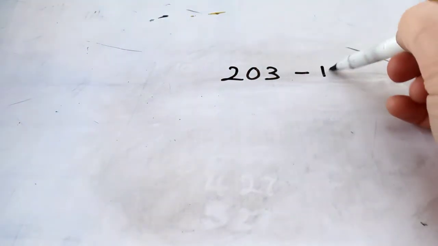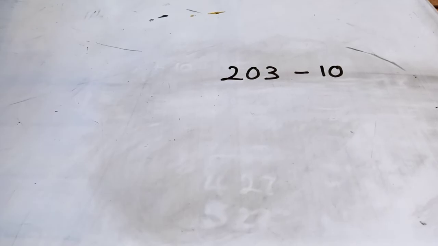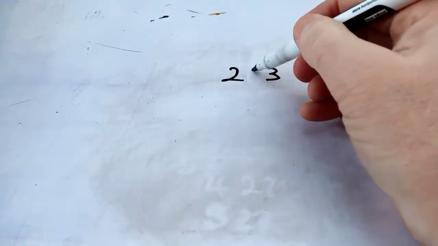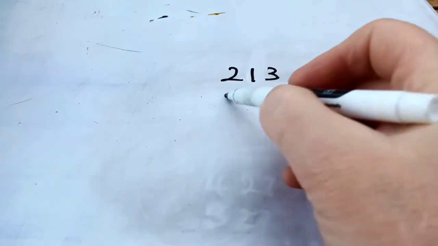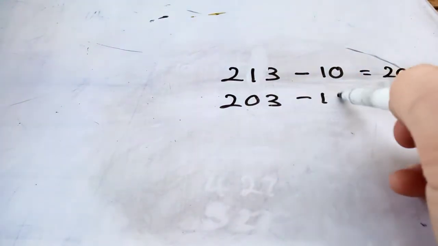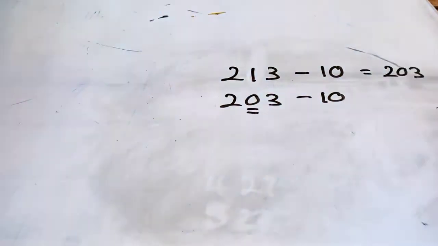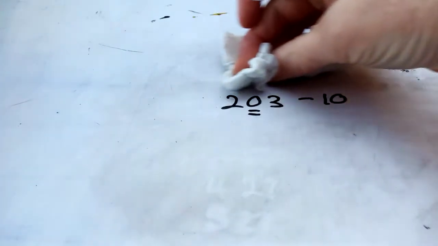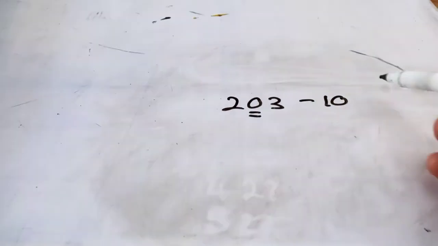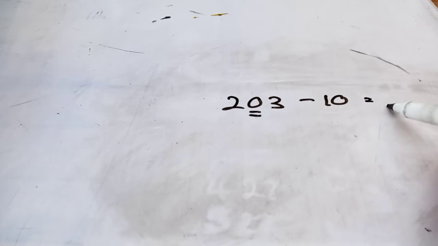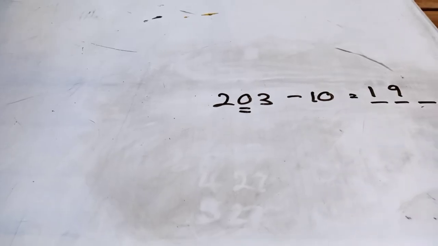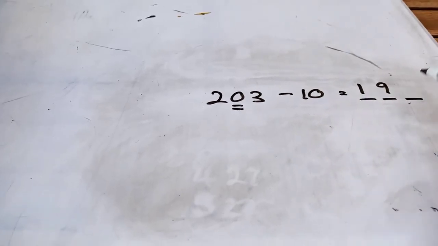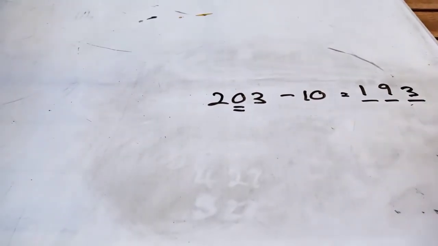Okay, take away 10. If only it were 213, I'd be really happy, but it's not. It's 203, take away 10. I need to take away 10, but I don't have enough. Now my answer is going to be in the 100s, isn't it? So I'll do my 3 places. It's going to be 100. It's going to be 90 something. 193. Well done. Let's do another one.